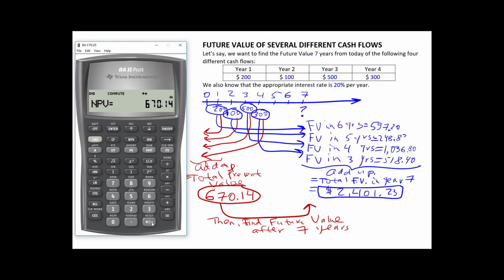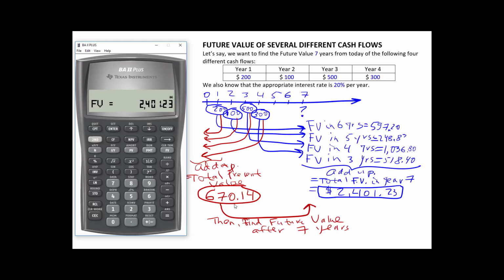Okay, let's do that. Let's clear. We had $670.14. Set it to a negative value. Save it as your PV, because now we are treating it as a single cash flow, which needs to be brought into the future. The interest rate is 20%, 20 IY. We want to bring it 7 years into the future, and so I press 7N, and what I want to calculate is the future value. Compute FV. And you see how we get the same exact answer.